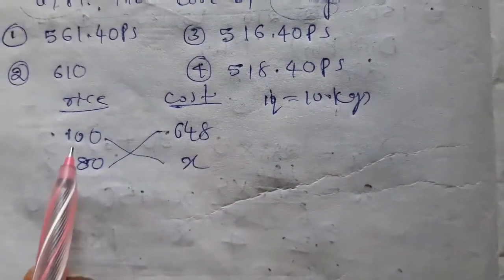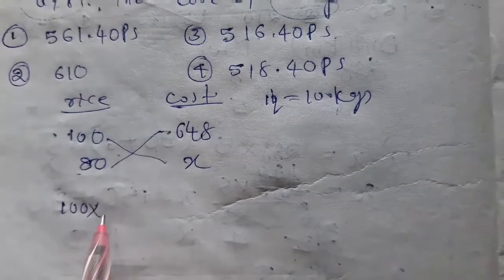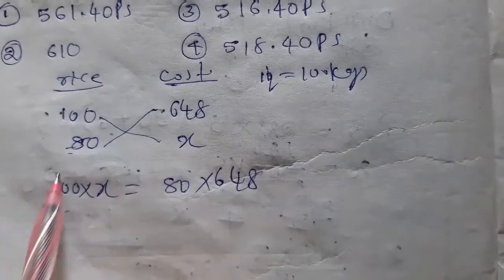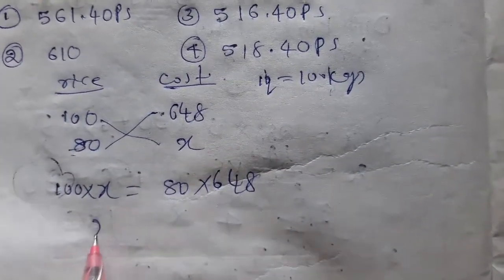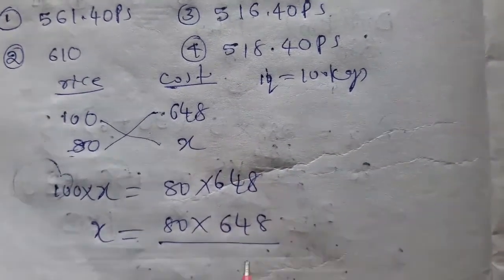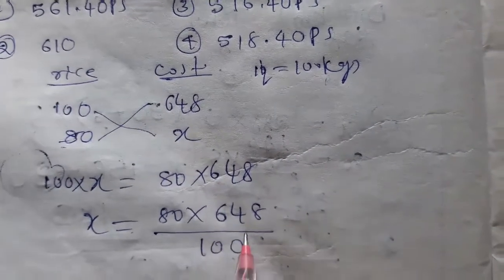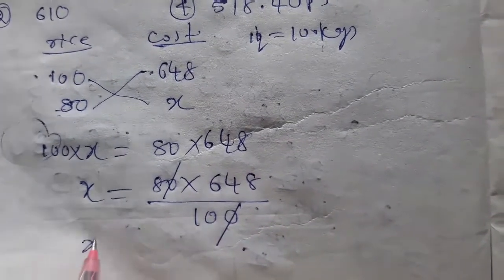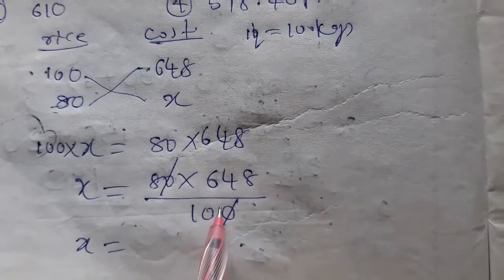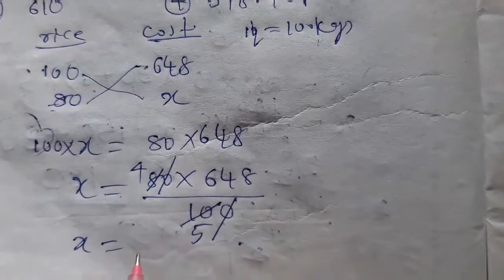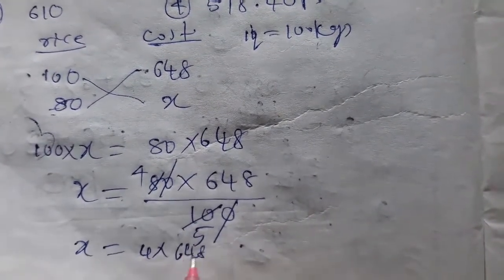Now cross multiplication of these two, that means 100 into x equals 80 into 648. Now send this 100 from left to right. On left side it is multiplication, it goes to right side, it becomes division. That means 80 into 648 by 100. Cancel this 0 and this 0. Now cancel in 2 table. See here, 2 5s are 10, this becomes 2 4s are 8. Now x equals 4 into 648 divided by 5, isn't it?